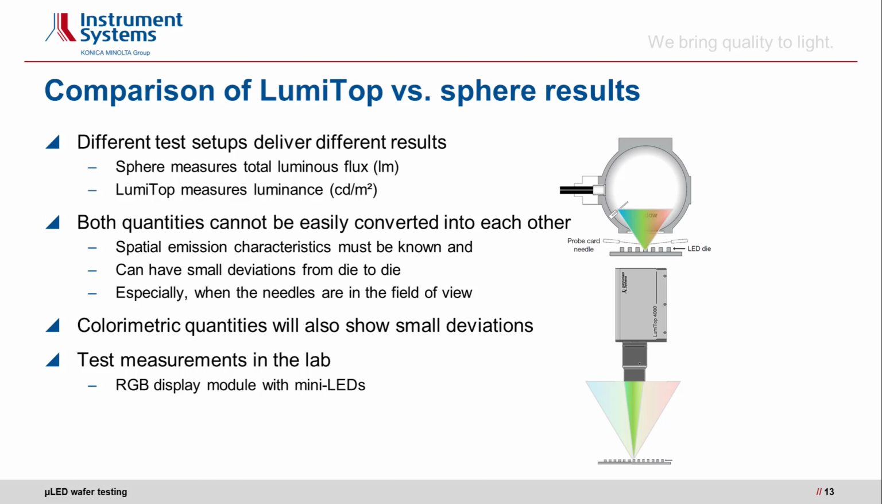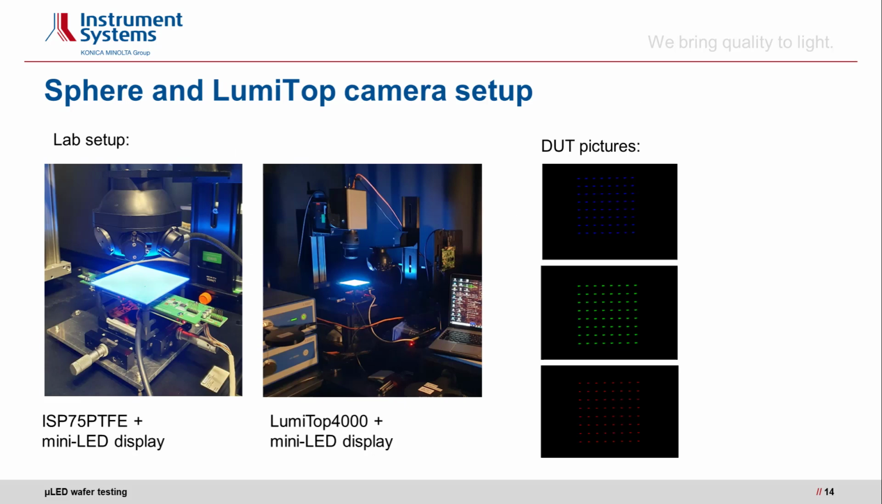Now we have done some test measurements to compare these two test setups in the lab, and we have done that with an RGB display module equipped with mini LEDs for easier comparison. The left picture here shows the setup with the integrating sphere. It's actually a 75 millimeter PTFE sphere on top of this mini LED display. The center picture shows the Lumitop 4000 setup with the same mini display. On the right-hand side you see the test patterns for blue, green and red LEDs.